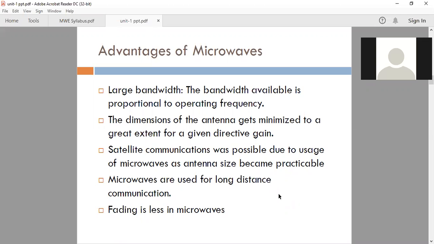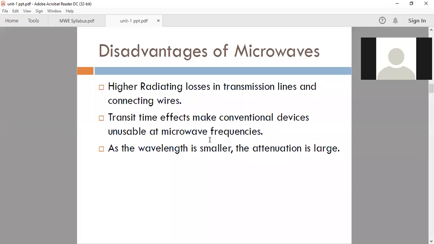So large bandwidth, so we can minimize the antenna dimensions, so it can be used for the satellite. Because of this, we can minimize the size of antenna, and microwaves are used for long distance communication, and fading is less in microwaves. I will share this, don't worry.